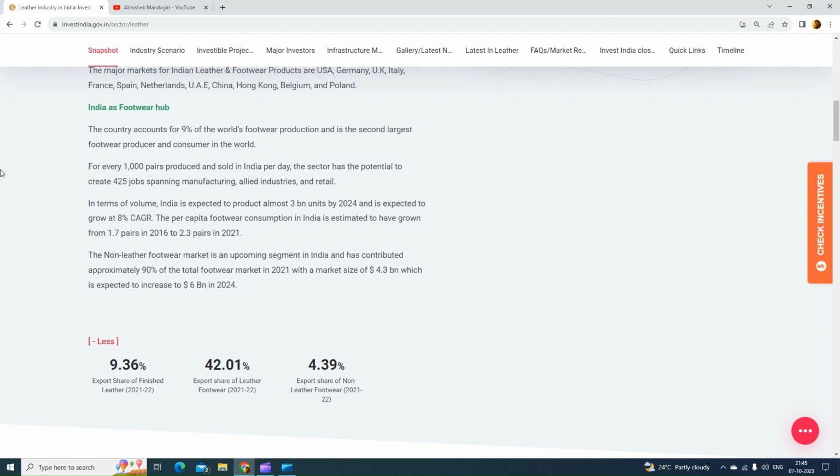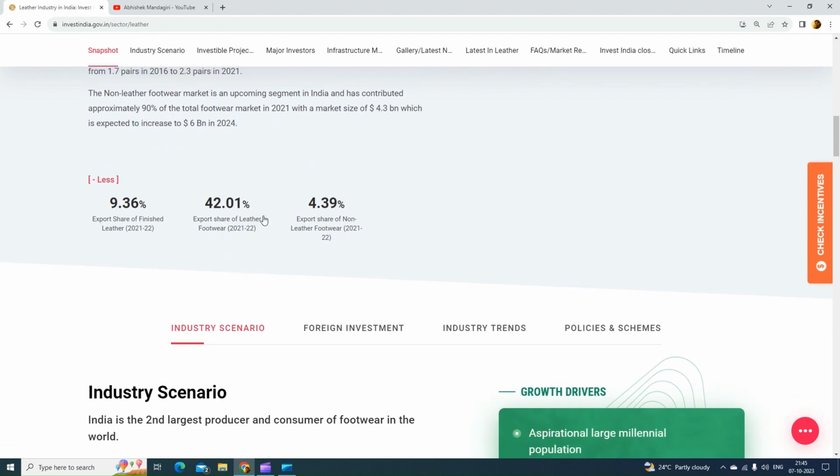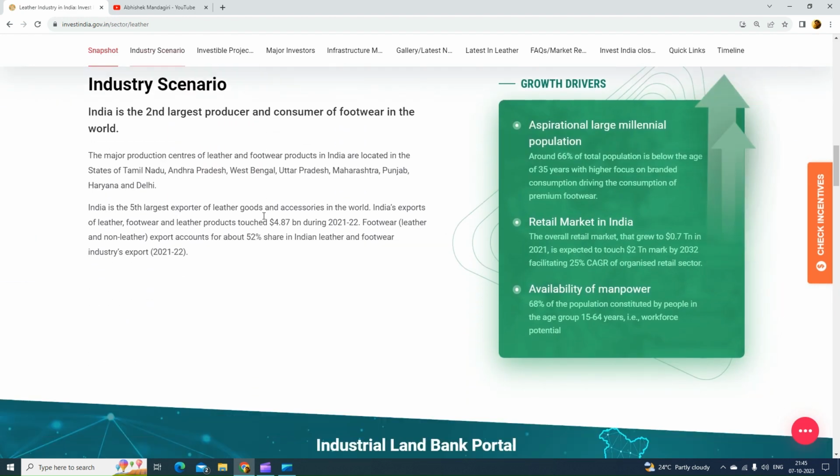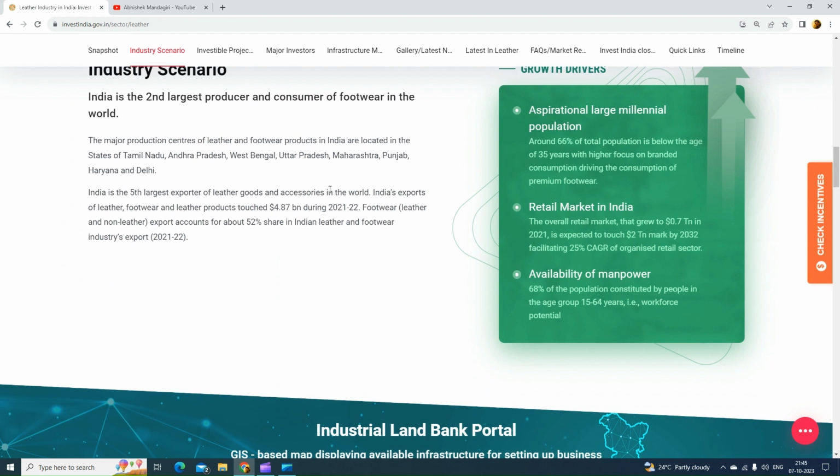Okay, now what are the major points to look at? The major point you need to look at is that footwear is a retail product. You need to sell in the retail market in India.